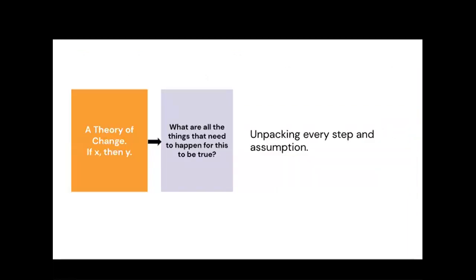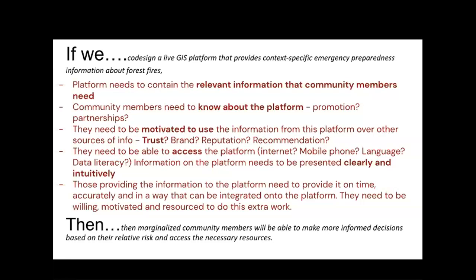And so this brings us to our next step in developing a pathway to impact. Unpacking all the things that need to happen for the theory of change to be true in order to get from the if we to the then. For every project, there will be lots of steps that need to happen, conditions that need to be true, and people that need to do things differently. So in our example, in order to get from if we to then, the platform needs to contain the relevant information that community members need. Community members need to know about the platform. This might require promotion.